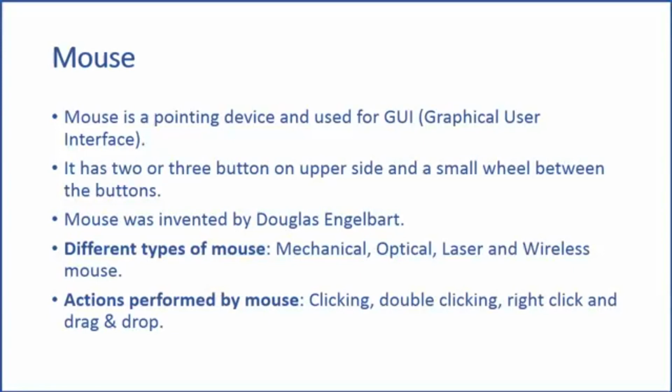Second one is the optical mouse. Optical mouse uses a light beam for its movement. Laser mouse uses laser beams. Wireless mouse works with Bluetooth. Now the actions performed by the mouse. Mouse performs 4 actions. First one is clicking. Clicking means it selects an item on the screen of the monitor. Second is double clicking. Double clicking is used to open a document, open a folder or some program.